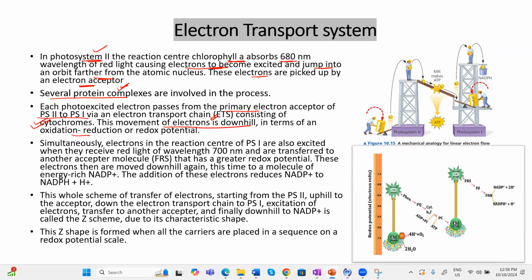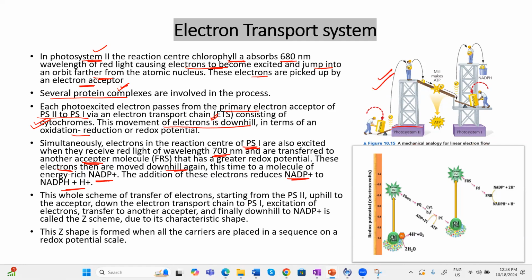In the meantime, the electron from the reaction center of PS1 is also excited after receiving 700 nanometer light. It will give it to another acceptor, and here again the electron will move downhill. It will come to NADP plus, and NADP plus will get reduced to NADPH. So this is an analogy to explain the linear flow of electrons.